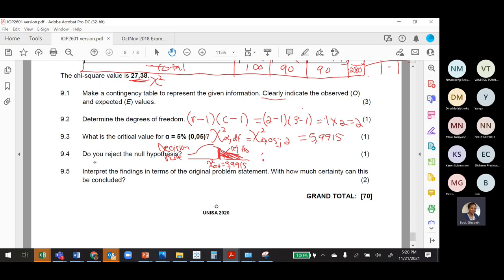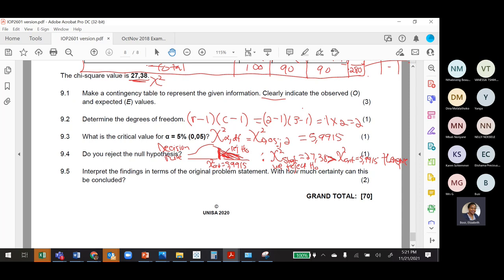So now, do we reject the null hypothesis? We do. Because our chi-square test of 27.38 is greater than the critical value of 5.9915, therefore, we reject the null hypothesis. You always have to remember to write that. That is the only statement you need to write for 1 mark.